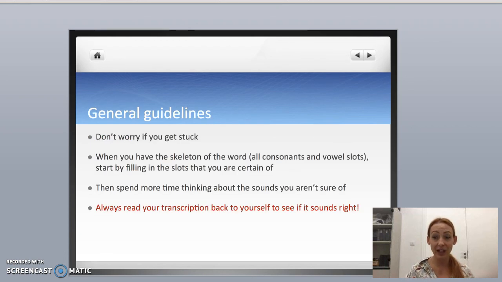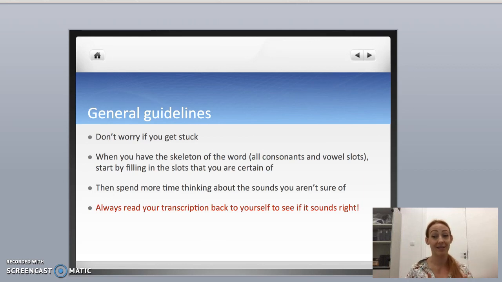So in this way, we transcribe the entire word, and you can see that if you start with the frame, if you start with the template of a word, then you just fill in the individual bits. And if you get stuck, you just leave that, you put the things that you do know that you're sure of, and then at the end you can come back to the sounds you weren't sure of.